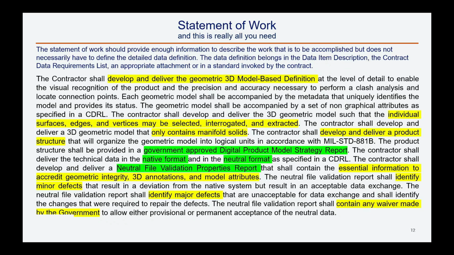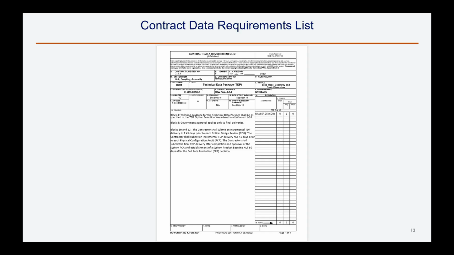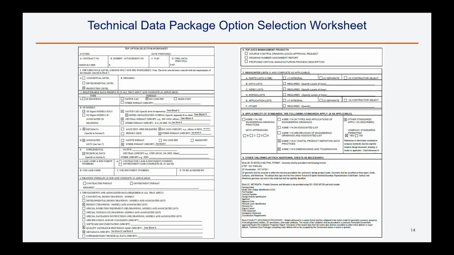For product model data, the CDRL can be quite simple. The main purpose is to prescribe the delivery schedule because the details of the data will be defined using the TDP option selection worksheet. The next version of MIL Standard 31000 should seriously consider eliminating the TDP option selection worksheet and using the CDRL directly to provide the information necessary to tailor down the DID. And this is the TDP option selection worksheet. For this functional area, the data definition is relatively straightforward because other than metadata for the model, there are no additional non-graphical attributes or relationships beyond those defined in ISO 10303, Part 242.